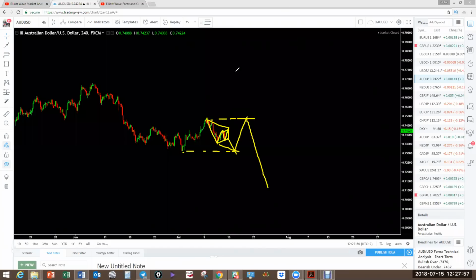Okay, let me draw it out for you clearly. This is one. It's only a single 3-wave move. It has not done anything. So possibilities are that it does this one here, takes by the bottom here, goes back up here, making you that one. If it makes this correction here, it means we're still continuing to the downside. Okay, so it may just correct while the euro US dollar is on the rise. So let's keep track and see how that one goes.